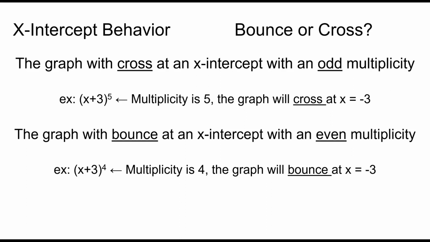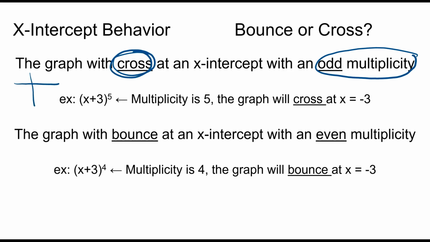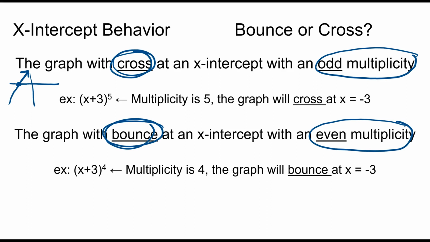Well, if you have an odd multiplicity, the graph will cross at the x-intercept. So let's say you've got a multiplicity of 3, and the graph was coming down here, it will cross. If you have an even multiplicity, the graph will bounce back at that zero. So let's say the graph was coming up, and it bounces back down.